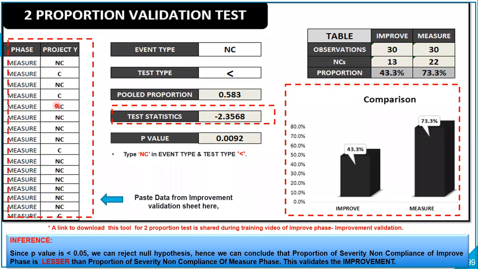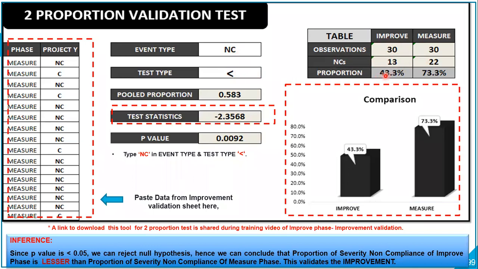Once we did that, under event type we have to mention NC, capital N and capital C. For test type, we need to click on the drop down and select the lesser than sign. Once that is done, of course, you can see the table here. Here we could see NCs are 13 in improve phase, and total observations, since the total number of days we collected was 30.